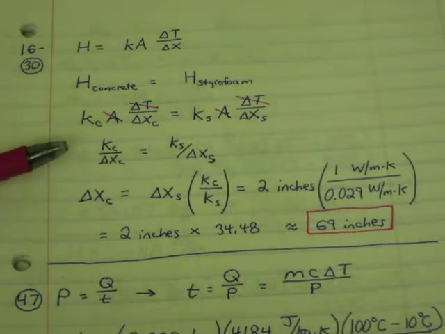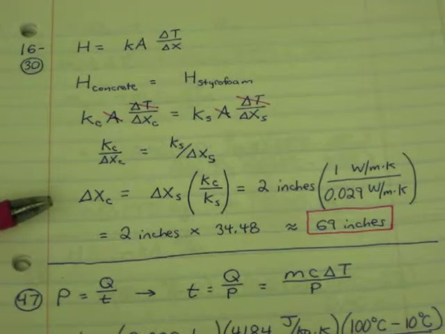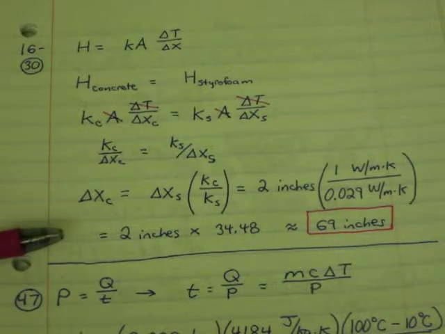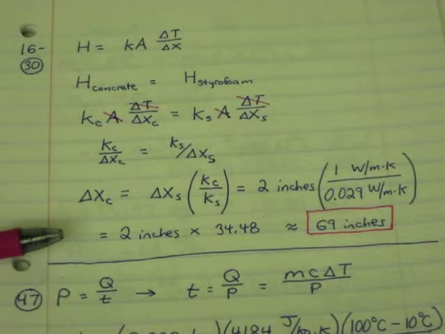We're solving for the thickness of the concrete, delta X C, and it becomes the thickness of the styrofoam times the ratio of the thermal conductivities. So 2 inches times, then you look up those thermal conductivities in the table, 1 for concrete, divided by 0.029 for styrofoam, which becomes 2 inches times that ratio, 34.48. So it becomes 69 inches of concrete. That's 5 feet, 9 inches of concrete that would have the same insulating value as just 2 inches of styrofoam.